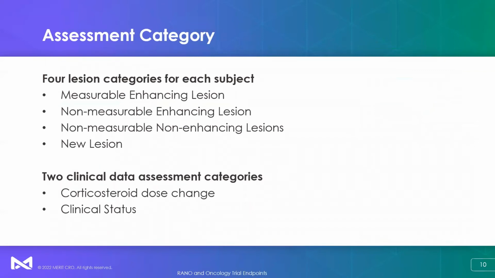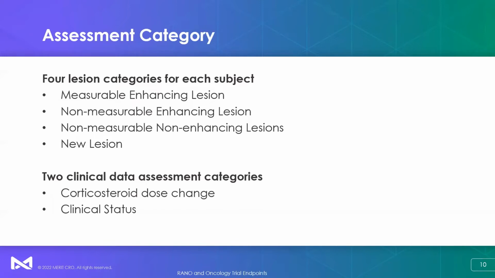And getting back to the RANO assessment categories, RANO does have 4 lesion categories for each subject, which are measurable enhancing lesions, non-measurable enhancing lesions, non-measurable non-enhancing lesions, and then any new lesions that may appear upon the follow-up visits. And then there are 2 clinical data assessment categories, which are corticosteroid dose change and clinical status. So all 6 criteria or categories will be applied to give an output of the time point response of the subject.